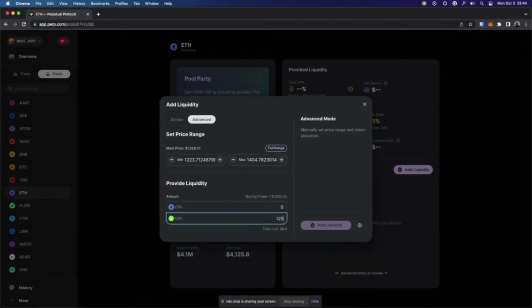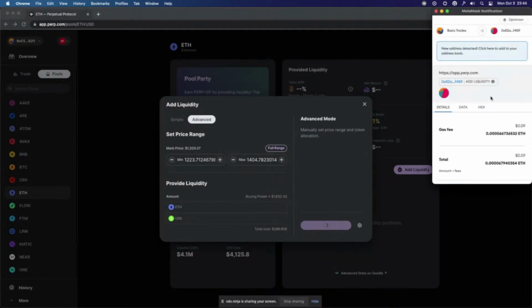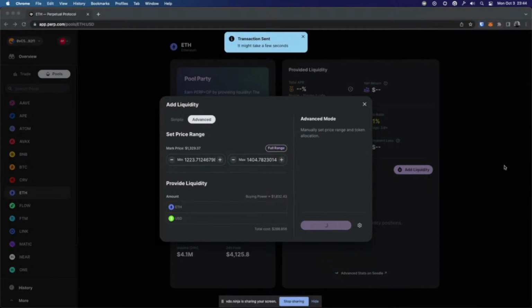And then we'll do 125. Add that liquidity. There we got the MetaMask to pop up that time. What a concept. What a concept.